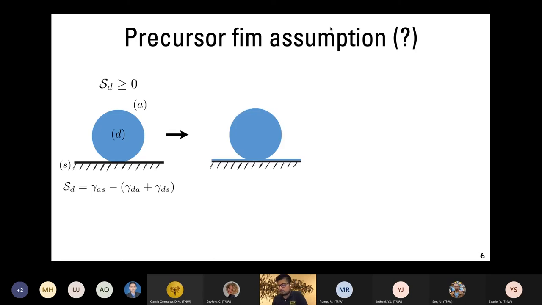And once that happens, what is perceived is that the moment this drop comes in contact with the substrate, there is a thin precursor layer that forms on the substrate. And this precursor layer is of the order of 1 to 10 nanometers, which is essentially the size of a molecule.